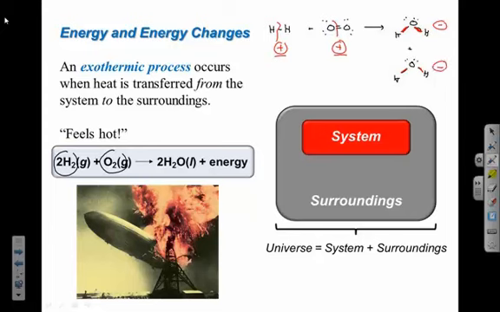So a chemical reaction is always a balance between how much energy had to be absorbed versus how much energy had to be released. It's very rare that the amount absorbed is going to be exactly equal to the amount released. In many reactions, the amount absorbed will be more. So I'll have a net overall increase in energy for the system from the surroundings.